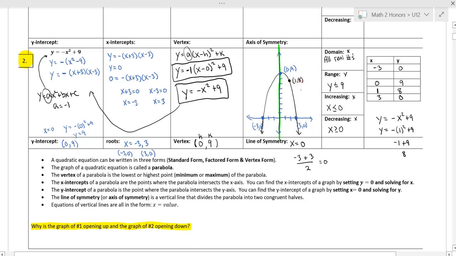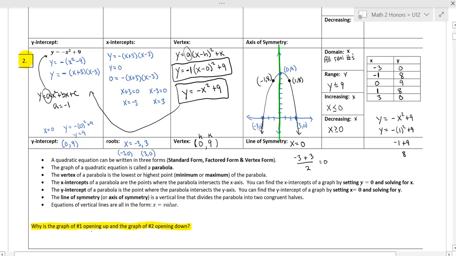And then I'm going to use symmetry in the graph. If there's a point at 1, 8, there's going to be one over here, the same height, which would be at -1, 8. And you can test it out, but it'd work. And so you filled all that out, and we're done with number 2.